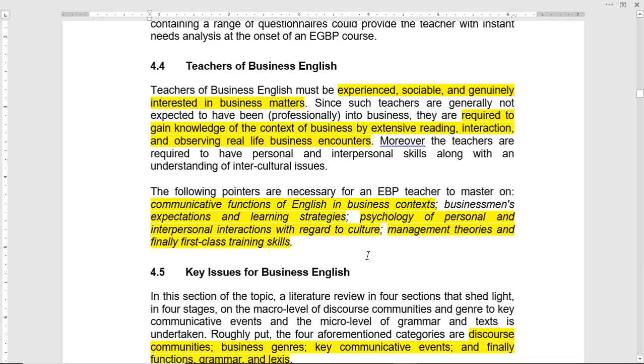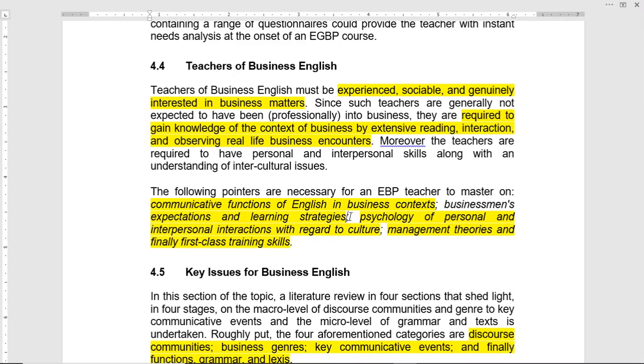So the following pointers are necessary for an EBP teacher. Communicative functions of English in business contexts, either hotel or anything else. So also for news editing context. So communicative functions of English. English for communication, written and oral communication. Then the businessmen's expectations and learning strategies. They are very busy people. So how you are going to address the expectations and learning strategies.